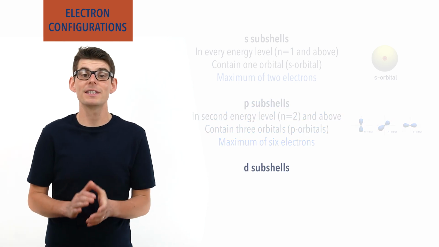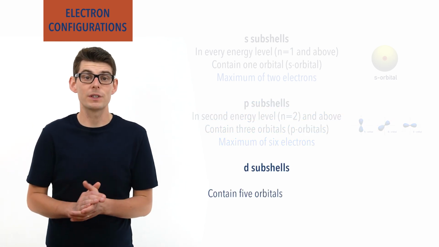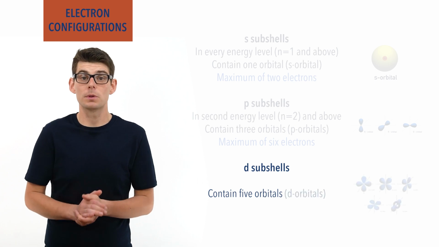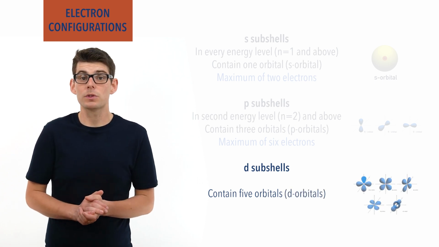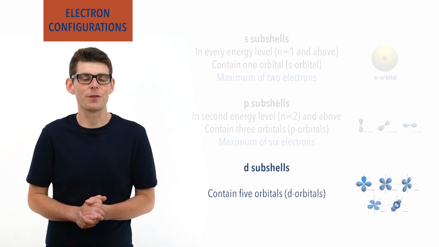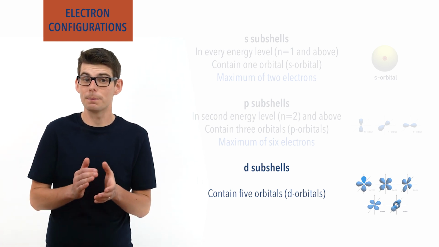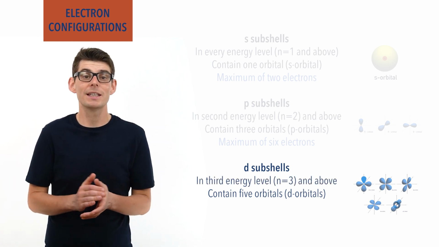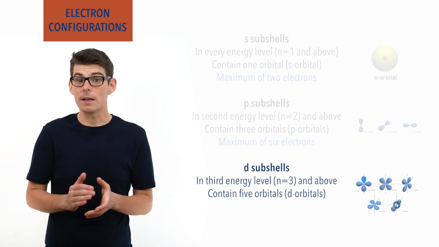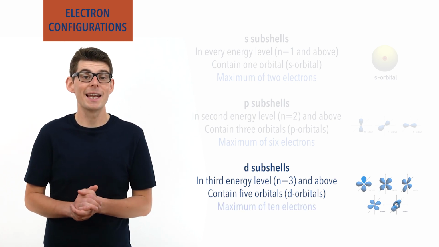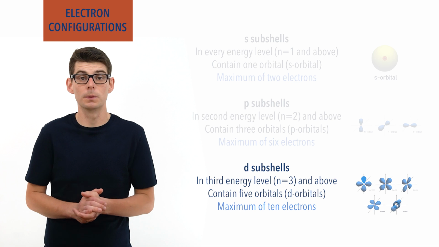D subshells contain 5 orbitals that have different shapes, called d orbitals. The 5 d orbitals are too big to fit into the first and second energy levels, meaning only the third energy level and above in an atom can contain a d subshell. A d subshell can hold a maximum of 10 electrons, 2 per d orbital.